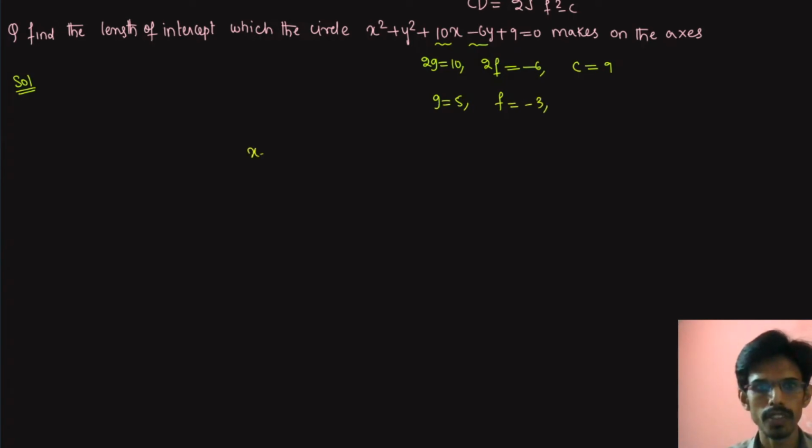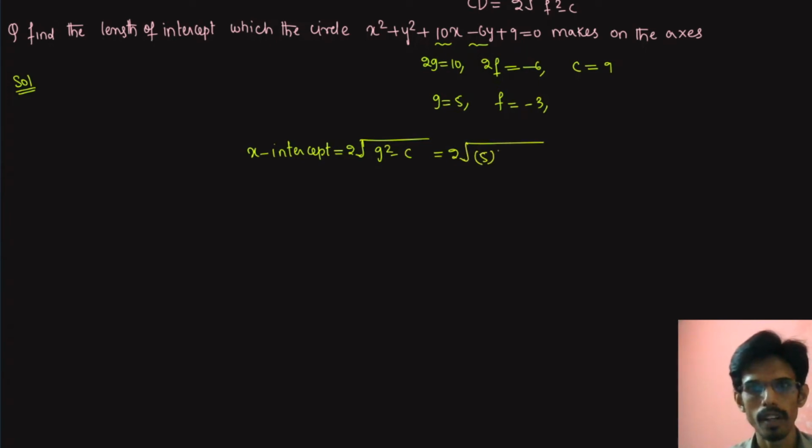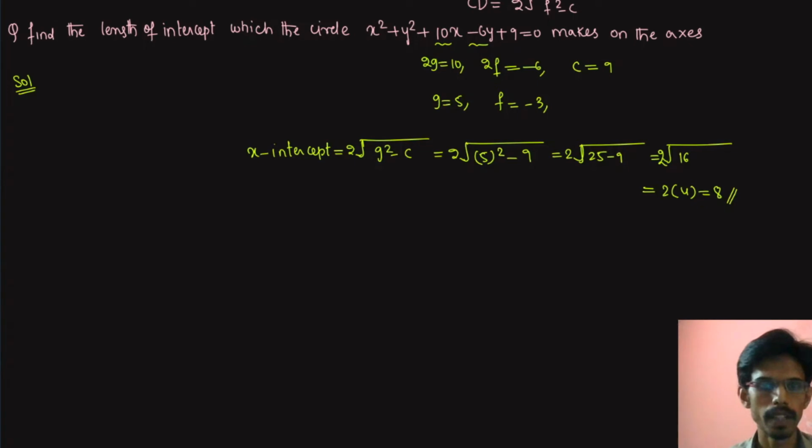Now x intercept is 2 root g square minus c, that will be 2 root 5 square minus 9. So this will become 2 into root over 25 minus 9, which is 16. 2 into root 16, the value is 4. So this will be 8. So x intercept will be 8.